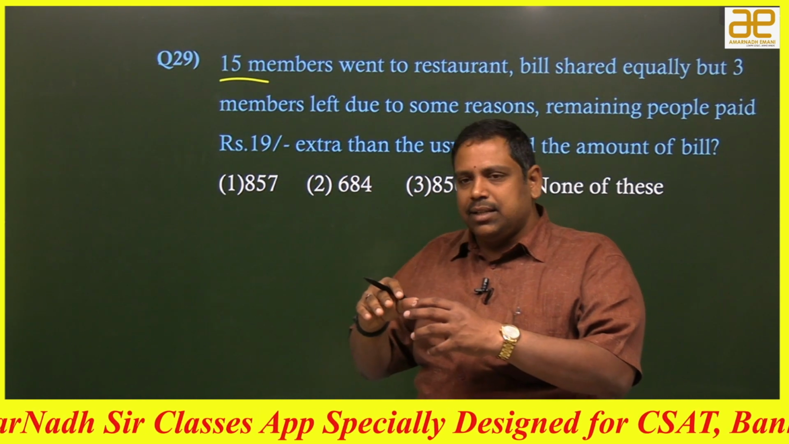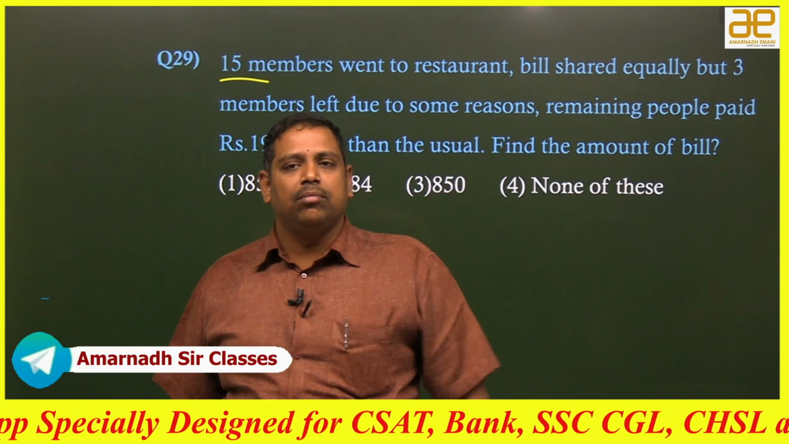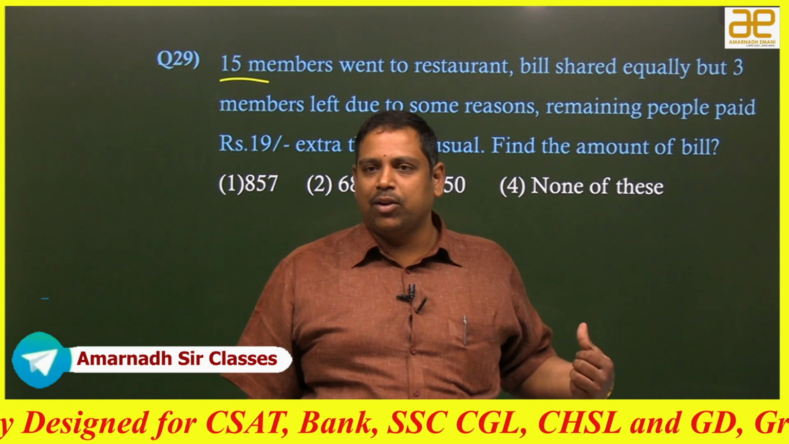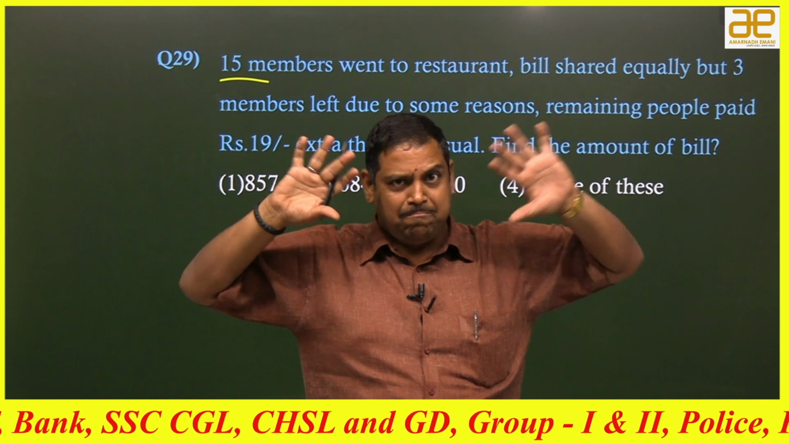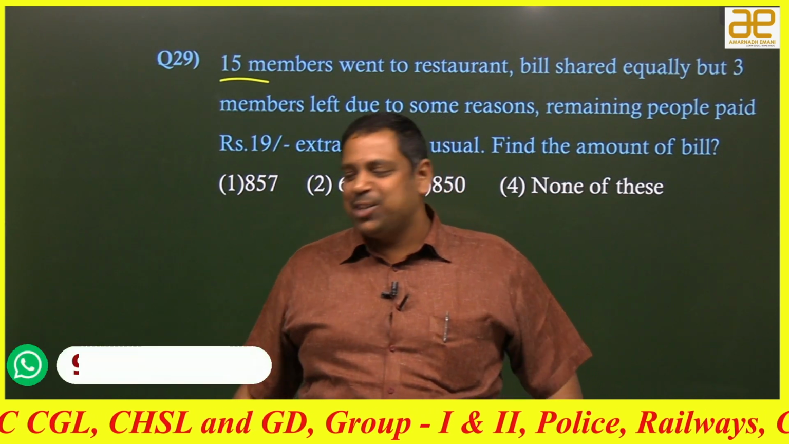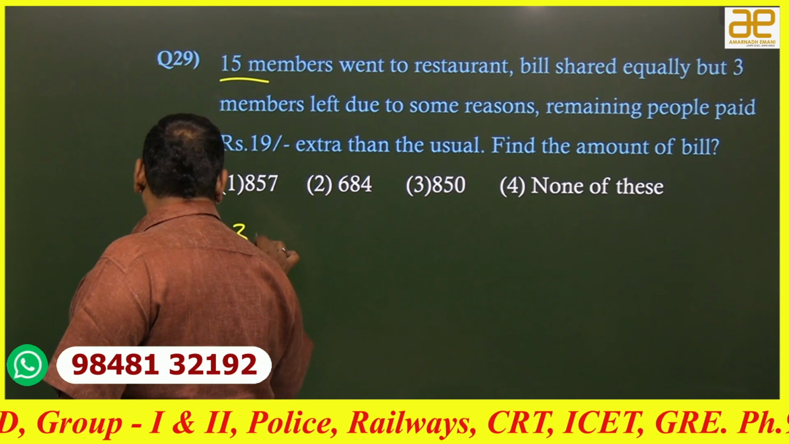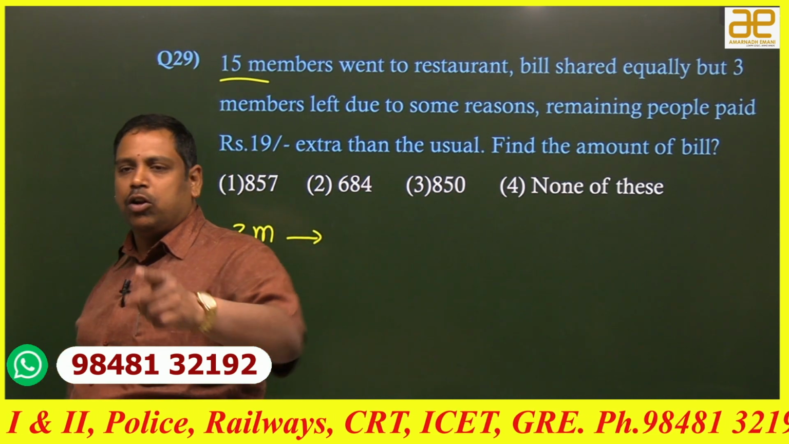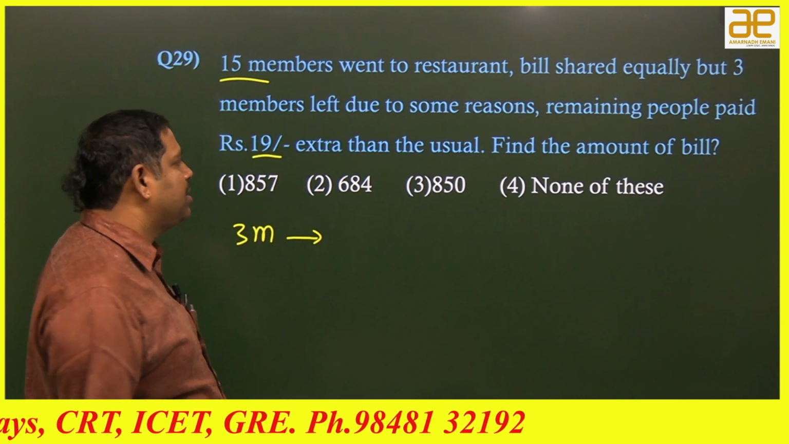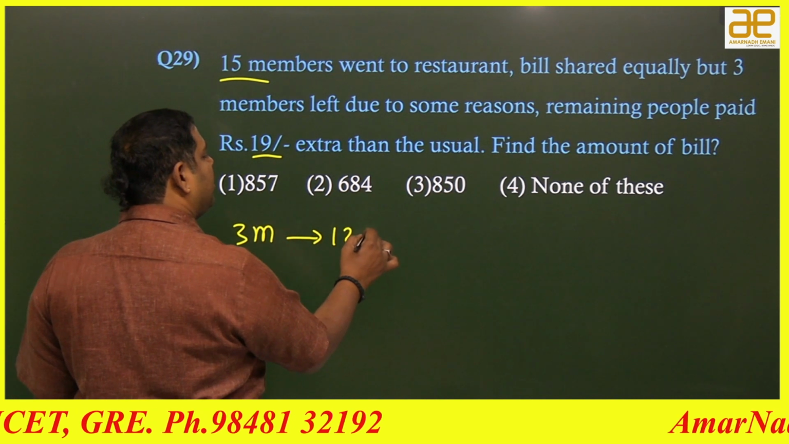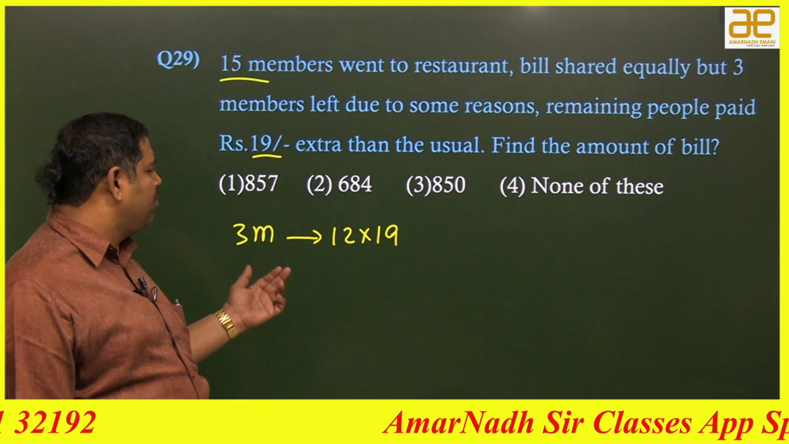These 12 members have to pay some extra. Why are they paying extra? Because of the 3 members' bill. So the 3 members' bill is nothing but the extra amount that you are paying. You means 12 members, and the extra amount they are paying is 19 rupees. Can I say it is 12 into 19? Of course, from that I can calculate one member's bill and all.